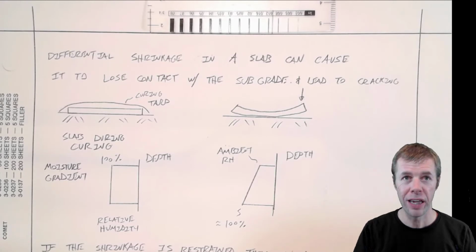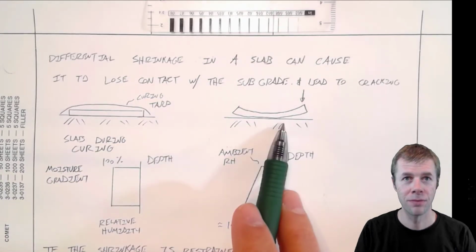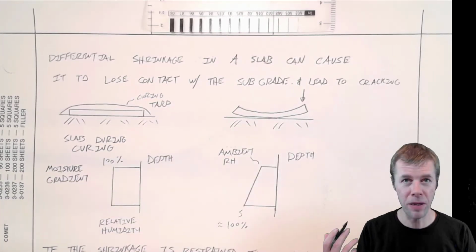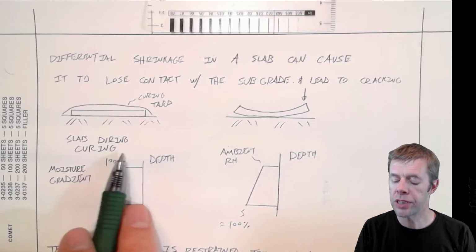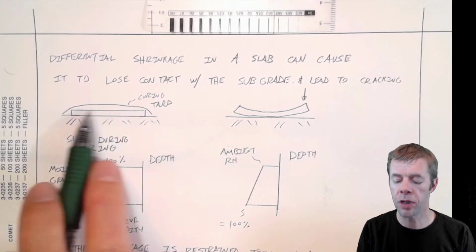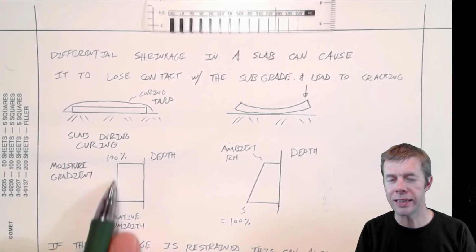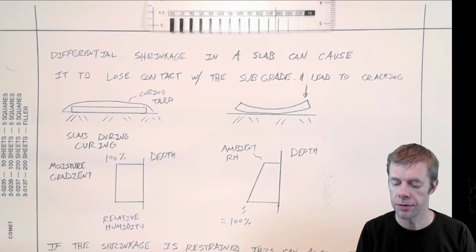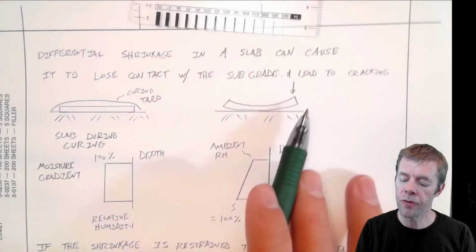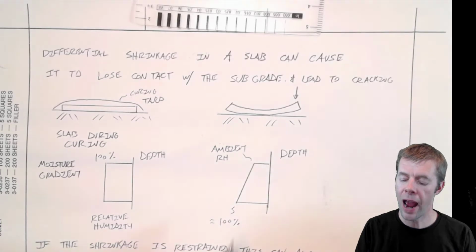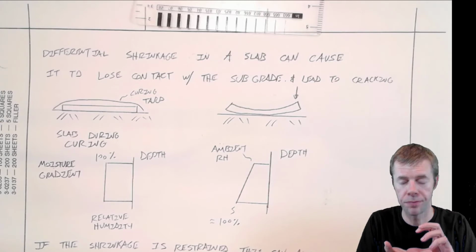Differential shrinkage in a slab can cause it to lose contact with the subgrade. And this can lead to cracking. This can be a big deal. How does this happen? Well, during curing, when I put a tarp over it or some kind of curing method on top of it, I'm going to keep my concrete nice and moist inside. But as soon as I take that curing off, the top of the concrete is going to start to dry. And the bottom of the concrete is going to still be wet because it's still in contact with the bottom.